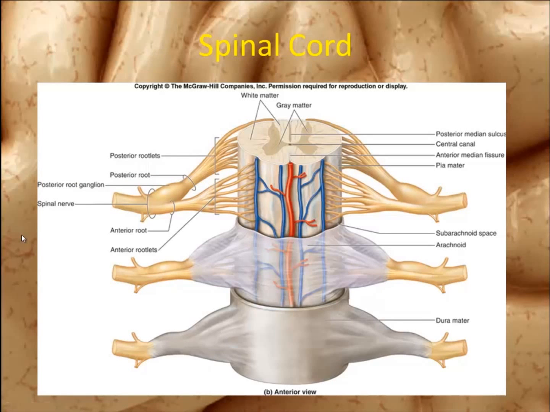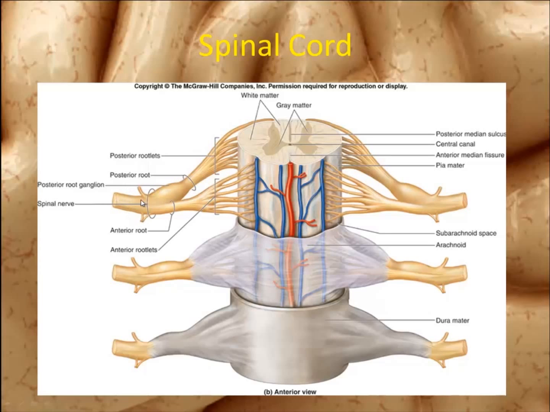Now here we can see the spinal cord cut in a transverse section, and in this section what we can see is that the organization of white and gray matter is different from that in the brain. So what I'm saying here is that in the brain, the gray matter is on the outer regions, while the white matter is in the inner regions. And in the spinal cord, we find the opposite of that. So here we can see the gray matter in the center and the white matter on the outside.